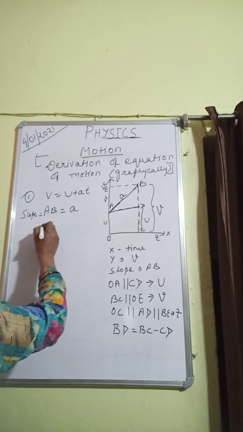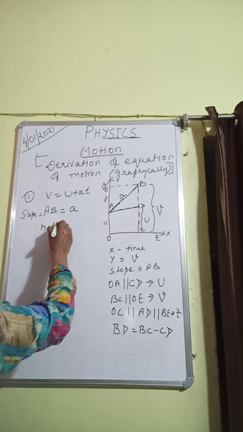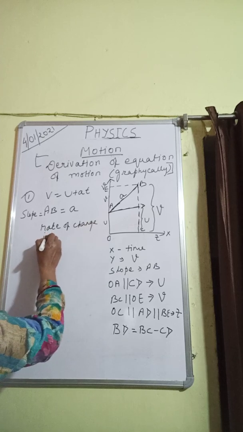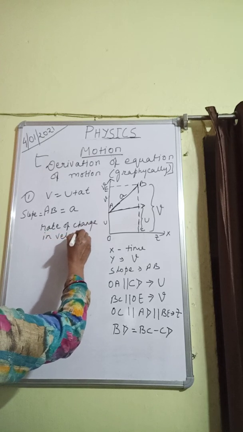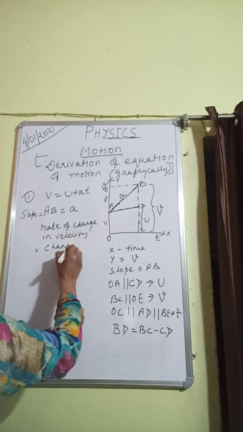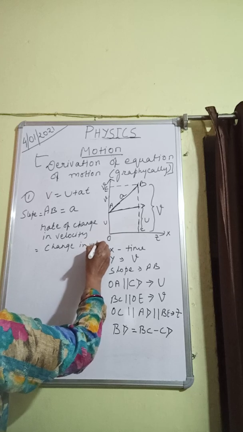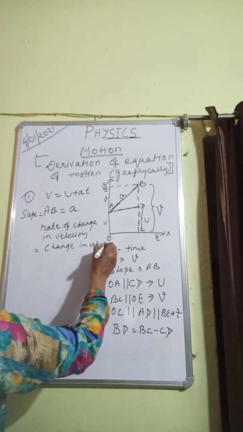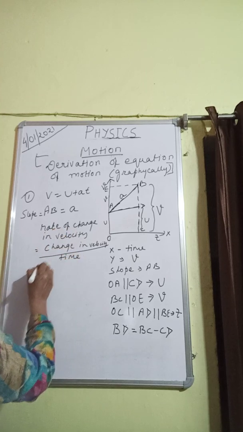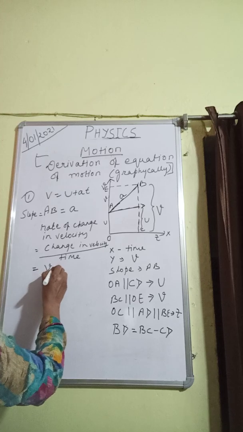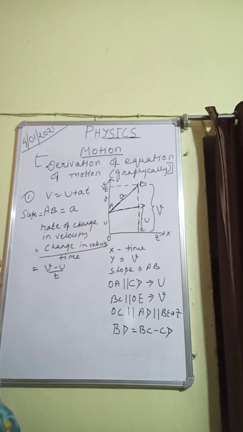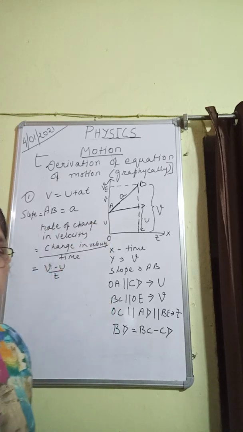We know what acceleration is? Simply the rate of change in velocity. You know students, change in velocity by time. So we can write it as change in velocity, that is final velocity minus initial velocity, by time. But we are deriving graphically, so we cannot write this one directly.